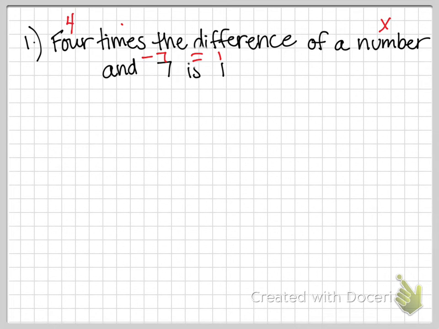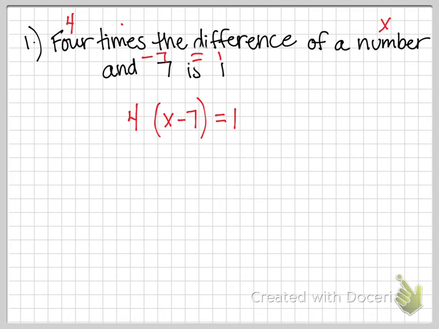Now let's rewrite this. What we said is 4 times the difference of a number and 7 is 1. What's weird about how this is written and what do we need to add here? Parentheses. Because we are multiplying 4 times that entire difference, right? So we need to make sure we put parentheses around this to do it correctly.